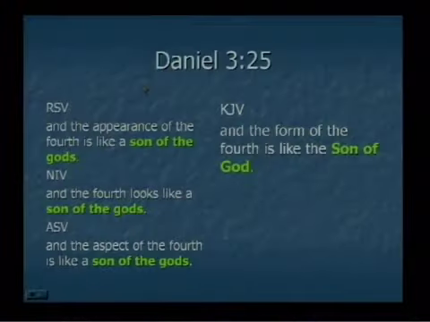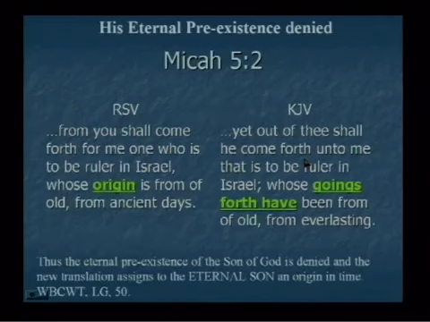Daniel 3 verse 25 calls him son of the gods. Son of the gods. King James, son of God. Big difference. Now again, Micah 5 verse 2, RSV: from you shall come forth for me one who is to be ruler, whose origin is from old, from ancient days, whose going forth has been from old, from everlasting. So here he has an origin, he's created, and there he has no creator.